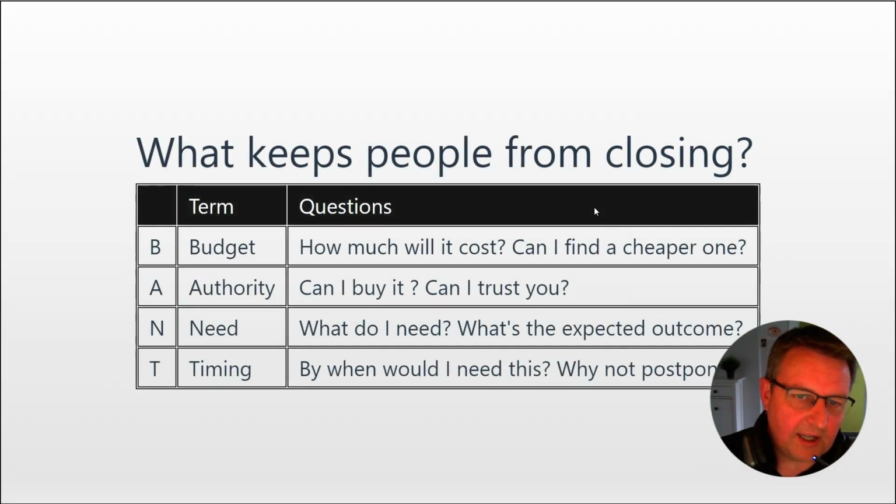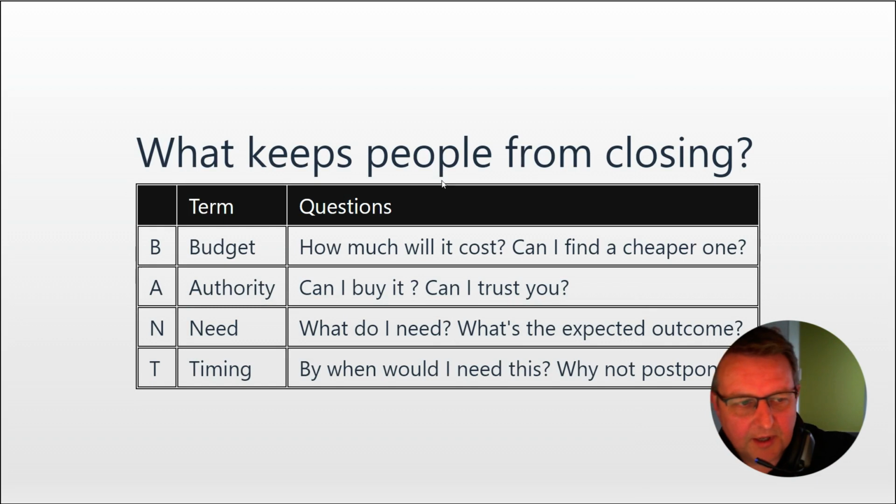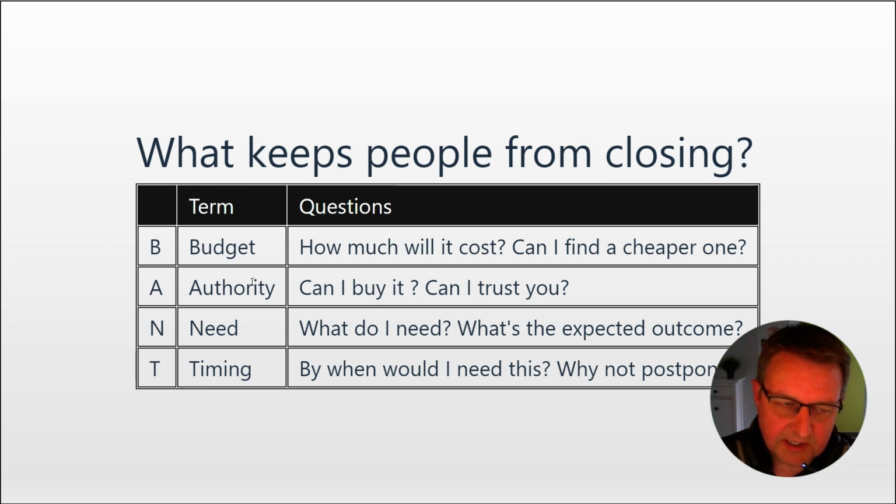So the acronym that I use is BANT. BANT stands for 4 terms. It's budget, authority, need, and timing. So these 4 reasons are typically the reasons that a prospect will not engage, because he's still in doubt on one of these 4 things.